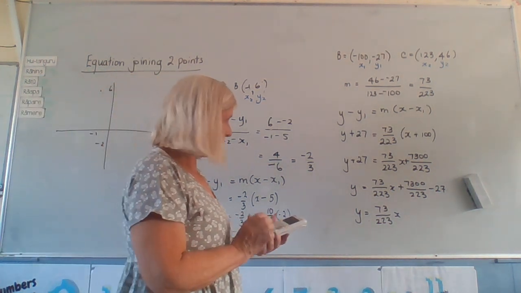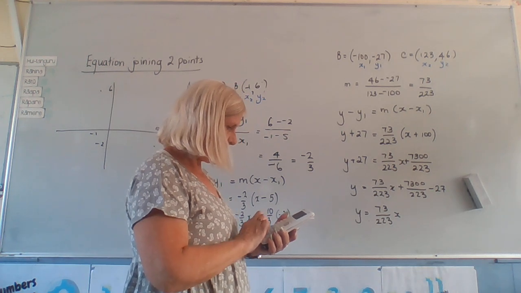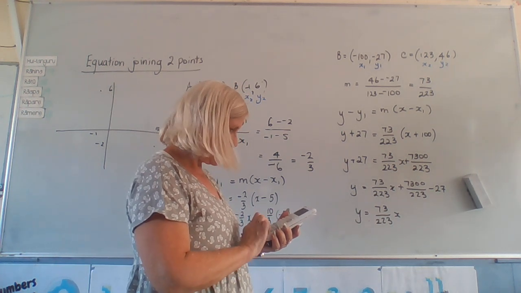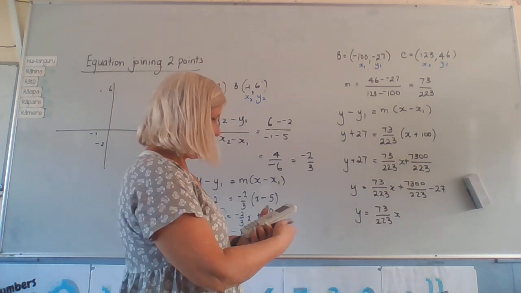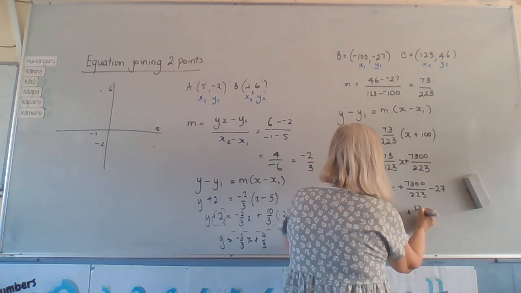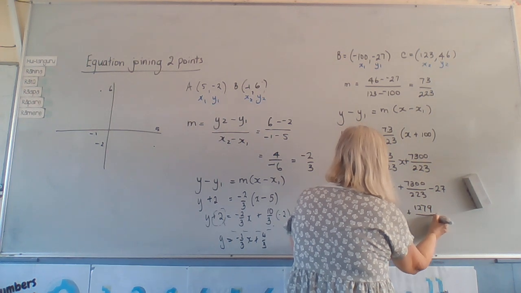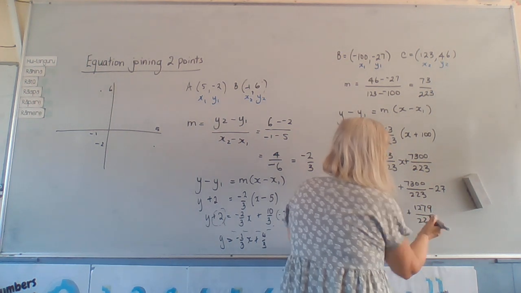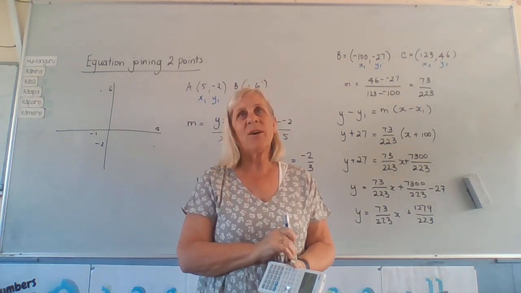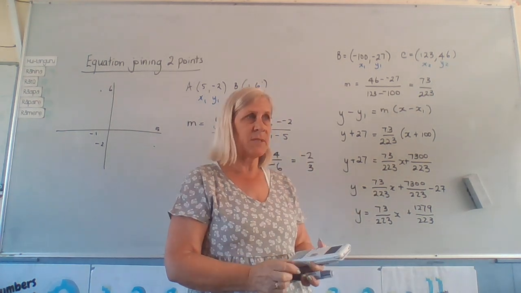So I've got 7300 over 223 minus 27 is 1279 over 223. Horrible numbers, but in real life you're more likely to get horrible numbers than nice numbers. Okay?